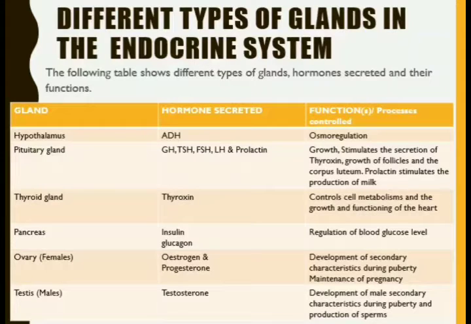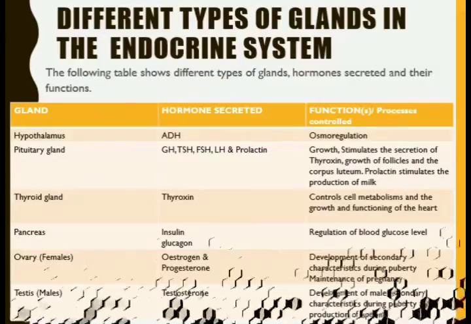The next gland is the ovary, which is only found in females. Ovaries produce the hormones estrogen and progesterone. These two hormones work together in the development of female secondary characteristics during puberty. Estrogen prepares the body for pregnancy, while progesterone maintains the pregnancy. Another gland is the testis, which produces testosterone. This hormone is important for the development of male secondary characteristics during puberty and also the production of sperm.